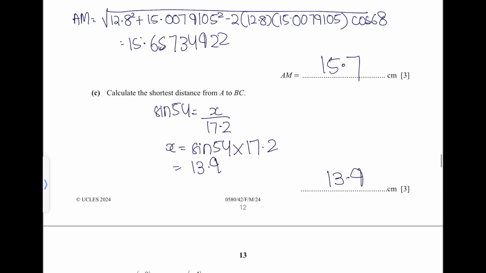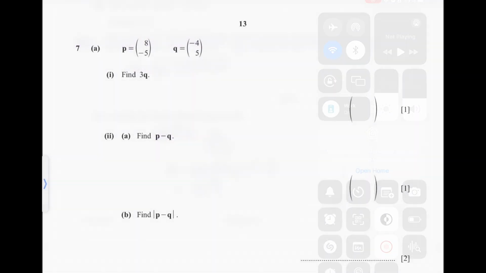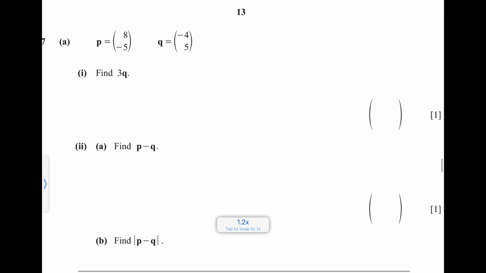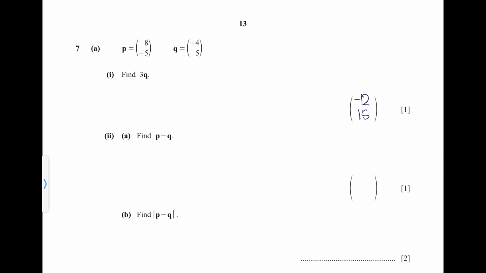Now we'll have a look at the next question. Now we are moving to question number 7, where it's about vectors. Vector P and vector Q are given. It says find 3Q. Now 3Q would be 3 into negative 4, which is negative 12, and 3 into 5, which is 15. Find P minus Q, that would be 8 minus 4, which is 4, and negative 5 minus 5, which is negative 10.